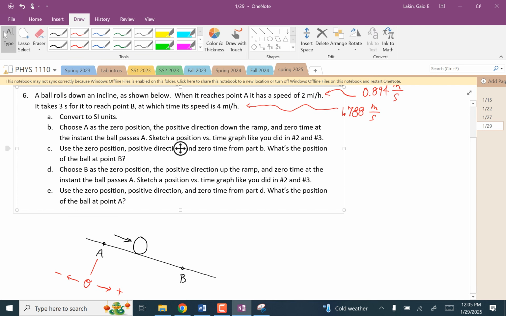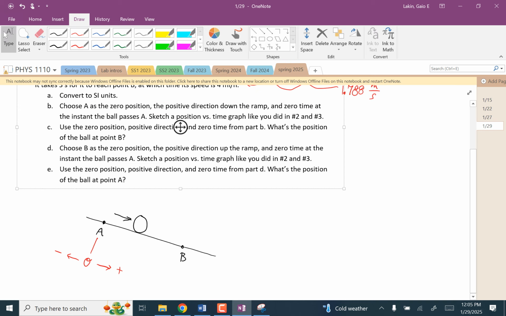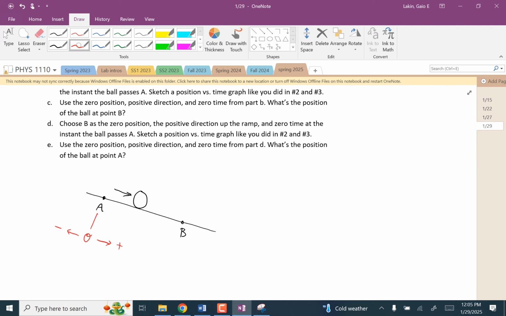And we don't know the distance between them. Basically, in both parts of this problem, we're trying to figure out something about the distance between them. But it says, what's the position of the ball at B? So that's what we're looking for here, the position. We're going to choose our time equals 0 instant to be when the ball passes the point A, and our time final instant to be when it passes B.